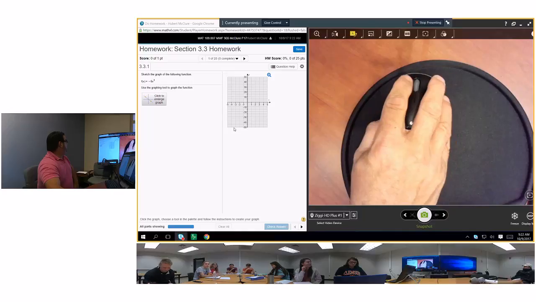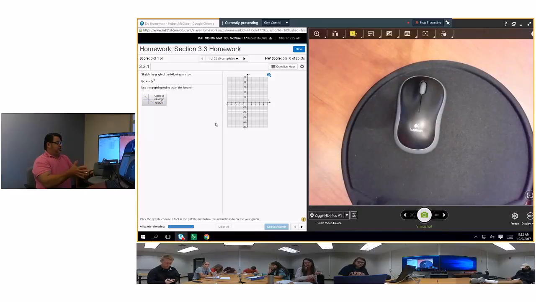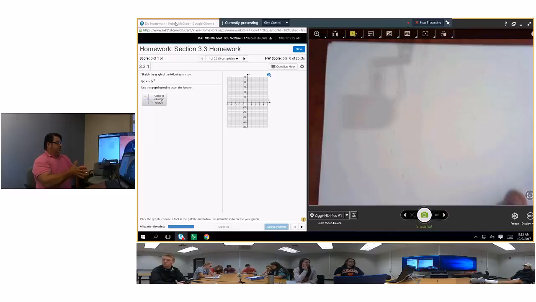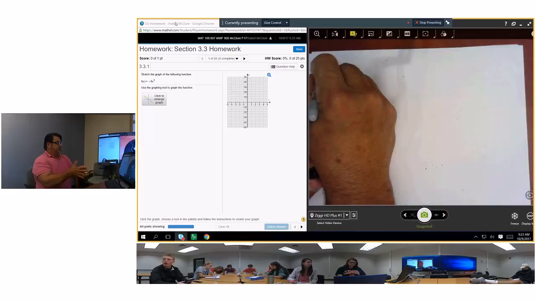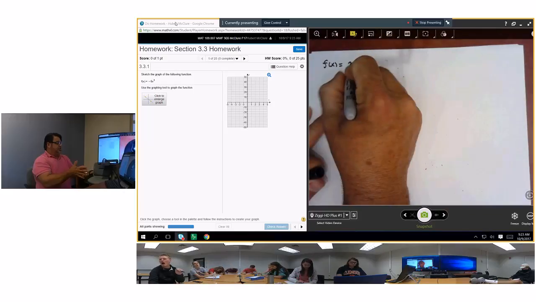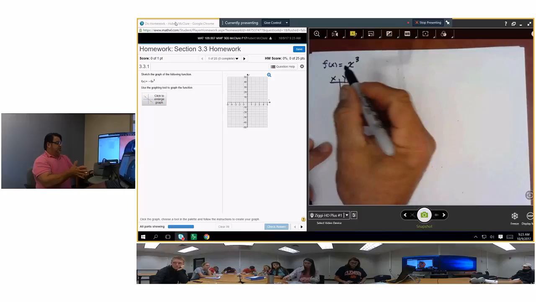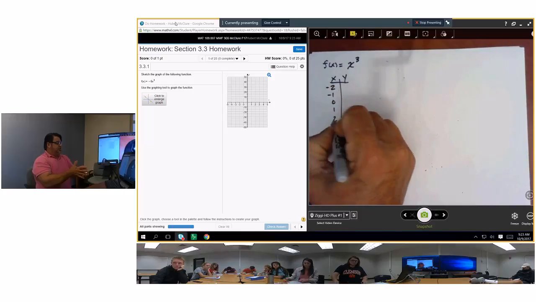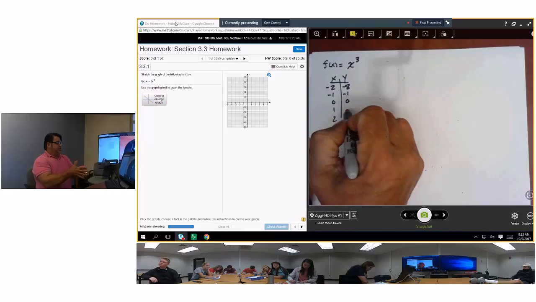Okay, negative 6x cubed. You got to draw x cubed first. So what you would do is make a chart and do -2, -1, 0, 1, and 2, and graph that. So f of x is equal to x cubed. That's our basic model. Do it in black or dark color. -2 is -8. -1 is -1. 0 is 0. 1 is 1. And 2 is 8.